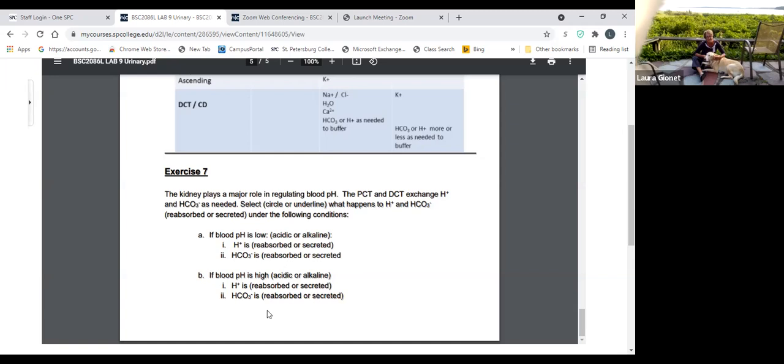And if pH is too high, which is called being alkaline, then I'm going to, if I can, reabsorb hydrogen ions and secrete bicarbonate ions, just the opposite.